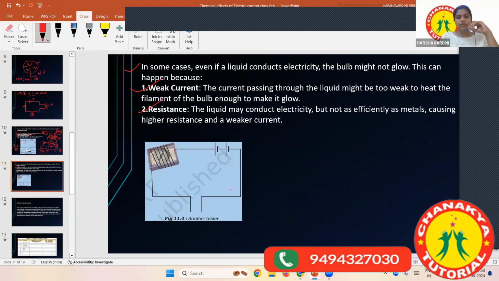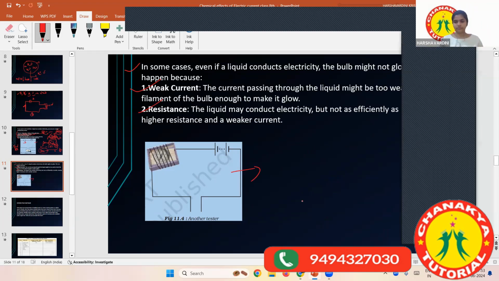Fine. So this is another tester. Can anybody explain this diagram? Just explain to me the circuit, nothing more. Gautam, can you do it? Rahim, can you do it?